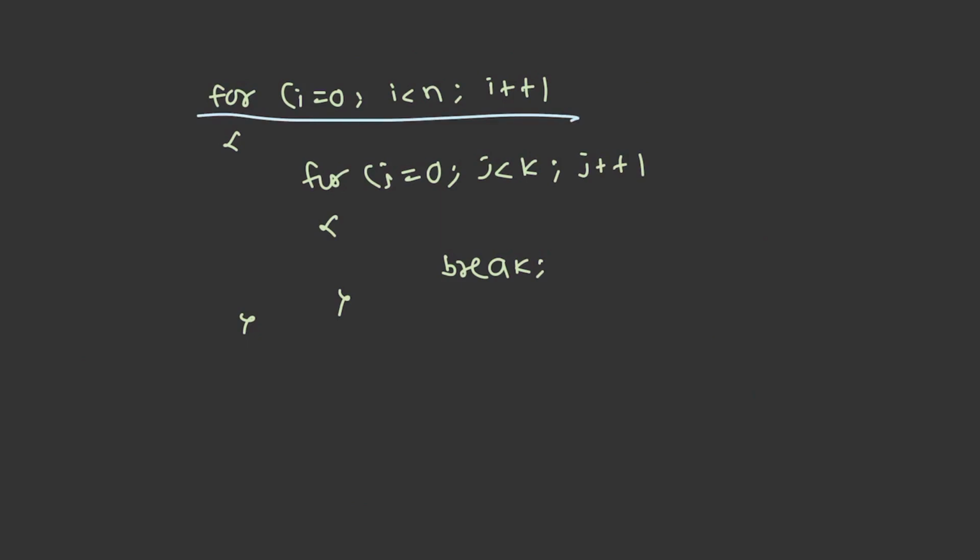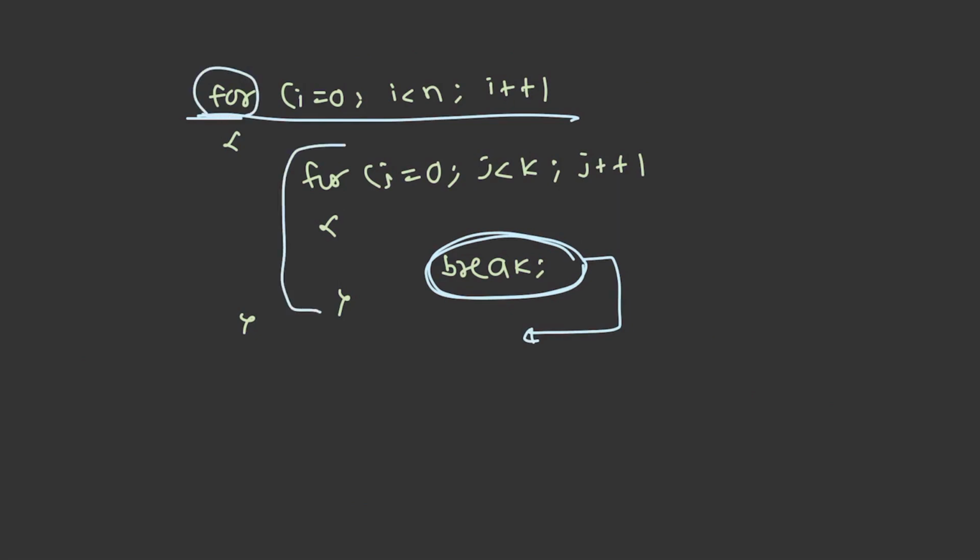Consider this case. Here, you have a nested loop and you have written break over here. So, whenever I encounter break, I'll try to come out of the inside loop, but still the outside loop will be processed. The break is enclosed only inside this for loop and only this for loop will be ruled out.